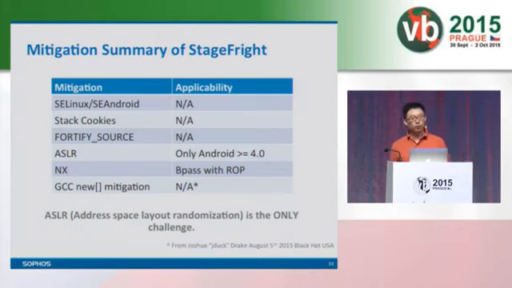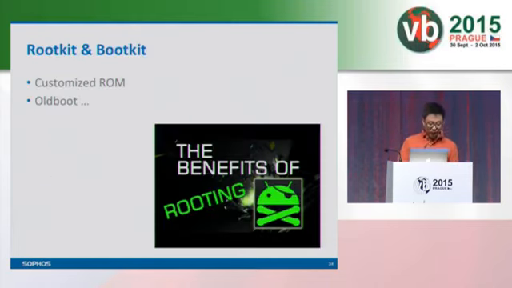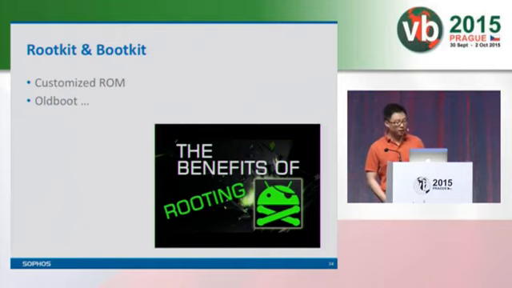So this table, concluded by Joshua in Black Hat 2015, from his research we can see SEAndroid cannot mitigate Stagefright. The only challenge is ASLR. So in the real world, the number of rooted devices is greater than our expectation. A study shows that 25% of mobile users rooted their device in China.